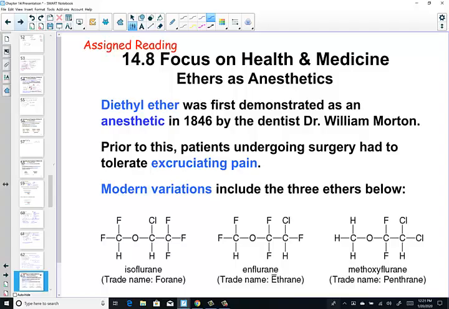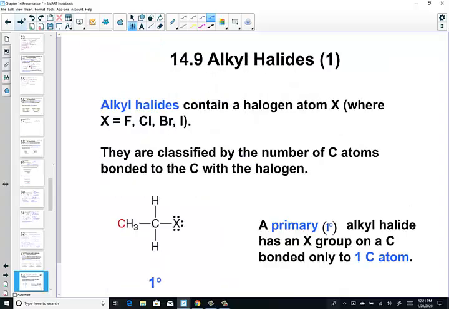I'm going to ask you to pause your video at this point and go into your book and do some assigned readings about ethers. Ethers as anesthetics. Diethyl ether first demonstrated as an anesthetic about the mid-1800s. I'm going to just ask that you find some interesting things to write about in your notepad. Come on back to this video when done.